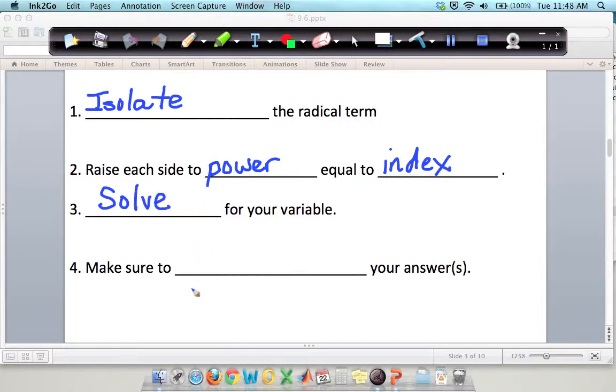Now, when you have a square root or a radical, you need to check your solutions to make sure that they make the equation true, especially when you're dealing with a negative, and I'll show you one example later on. So always make sure to check your solutions when solving.